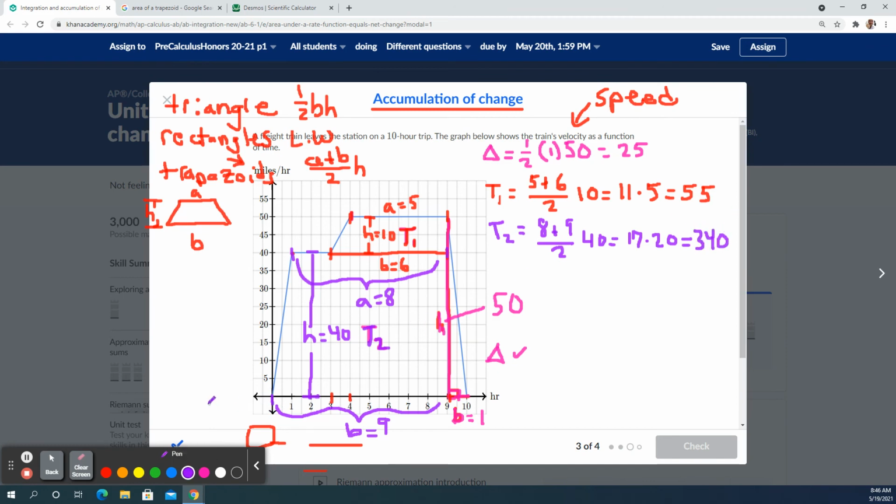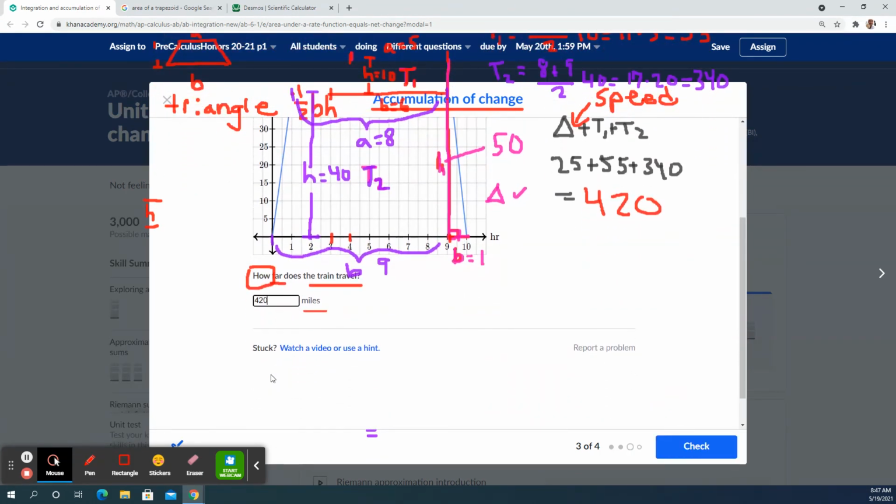All right, so all of this now turns into the area of this triangle, or the accumulation of the change, is going to be the triangle plus trapezoid 1 plus trapezoid 2, which is going to be 25 plus 55 plus 340, which is equal to, so that's what, 70, 80, 340 plus 80, 420. All right, and that should calculate all the space underneath here. It looks like I've included everything. Let's see how we did.